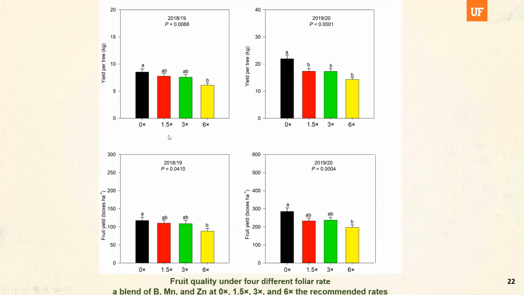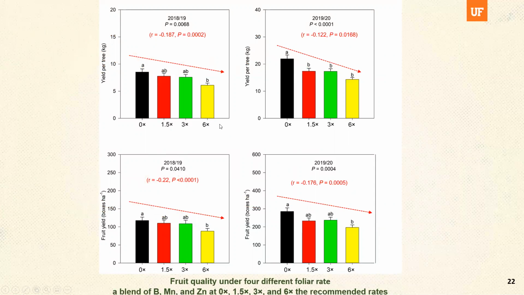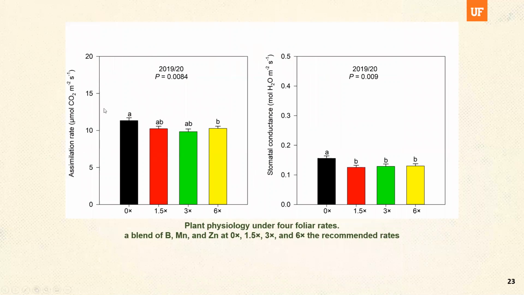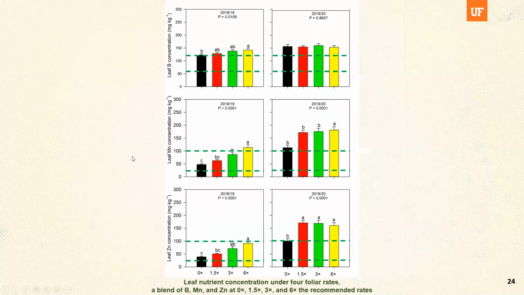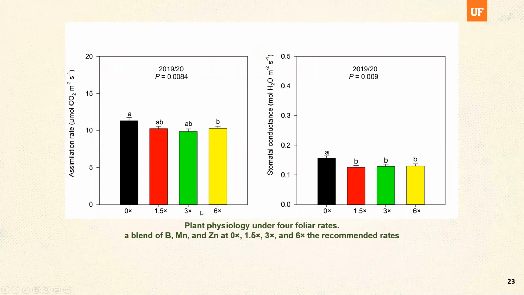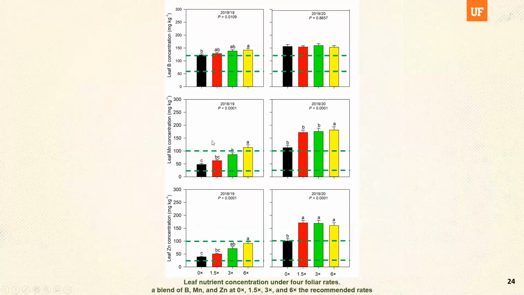Here the x-axis represents 4 different foliar applications of micronutrients, 0 being control represented by the black bar and yellow being 6 times application represented by the yellow bar. And the top graphs represent yield per tree and the bottom graphs represent yield per unit area. With the increase in foliar application of micronutrients, the yield per unit area as well as yield per tree decreased in both years. Here the x-axis represents 4 foliar micronutrients and the y-axis represents plant physiology. With the increase in foliar micronutrients, plant physiology decreases.